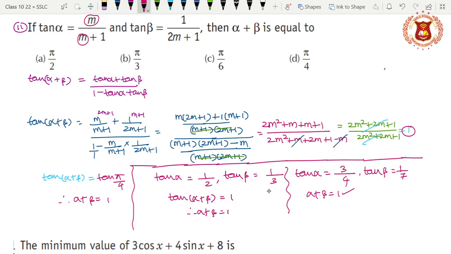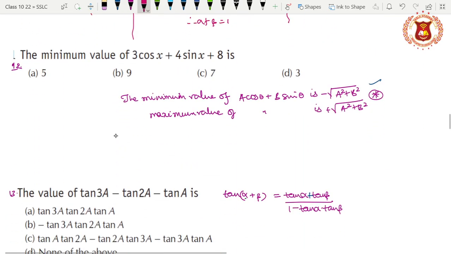Therefore, we have to save time in any competitive exam. Therefore, this is an important trick here. Remember this formula, a very important formula. Moving on to the next problem, the 12th one.